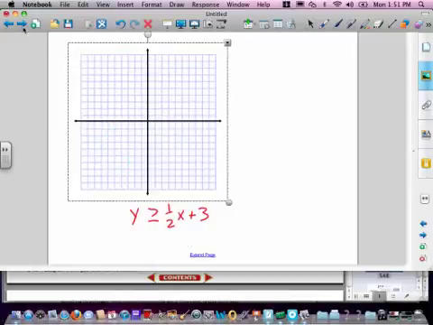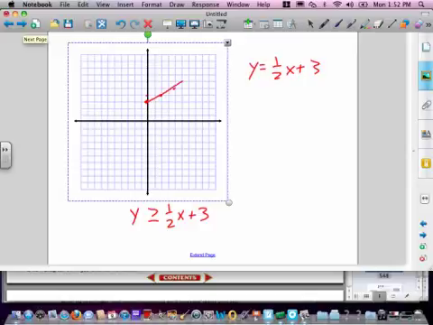Let's try y is greater than or equal to 1/2 x plus 3. Once again, easiest thing, just start by graphing the normal y equals 1/2 x plus 3. Y-intercept is 3. 1, 2, 3, right there. Slope is 1/2, up 1 over 2, up 1 over 2. There's my graph. It's going to look like this. Beautiful.